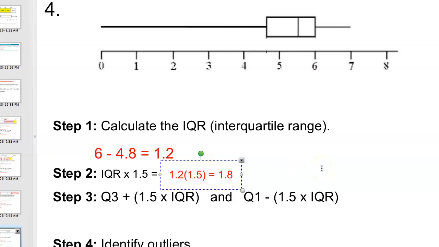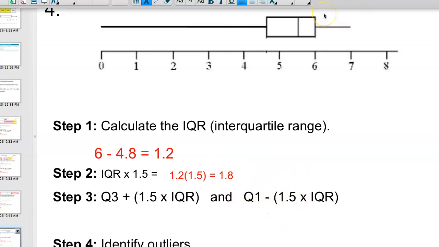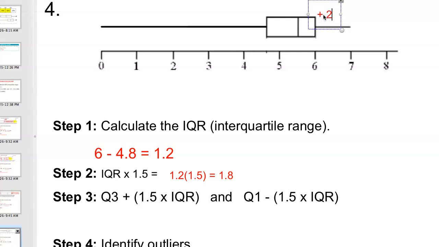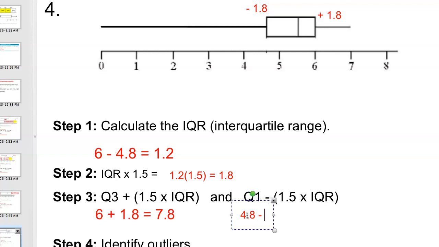Okay, 1.8. So the 1.8 is 1.5 times this box. And from here, we have to add that to our upper quartile and subtract it from our lower quartile. So when I add it to my upper quartile, 6 plus 1.8 is 7.8. And then my lower quartile is 4.8 minus 1.8, and that gives me 3.